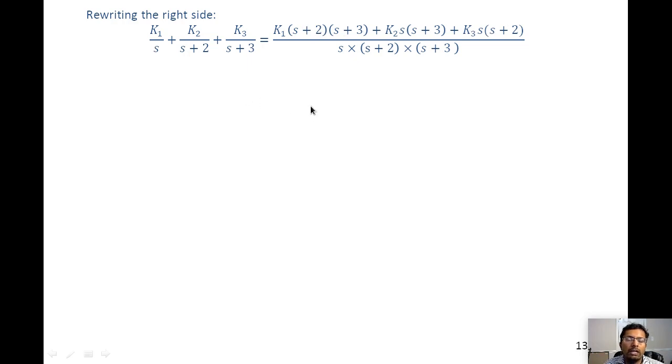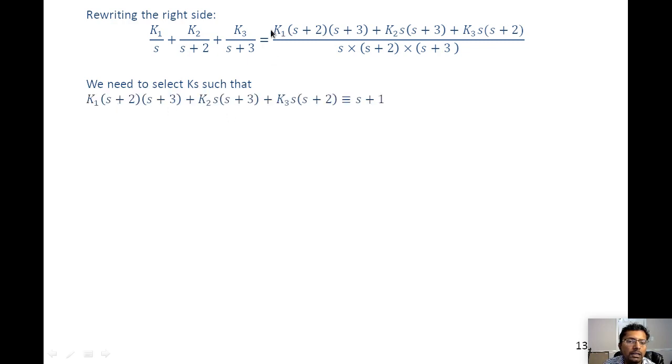Right? So once we do that, we're going to compare the two terms. We're going to select the terms so that this expression should be identically equal to the previous expression. So how do we do that? Essentially, we are just going to compare the coefficients of different terms.